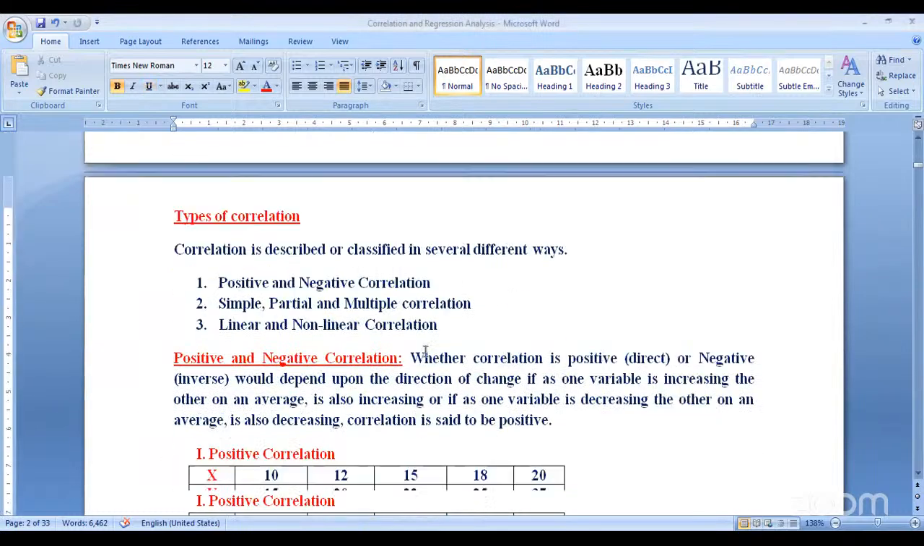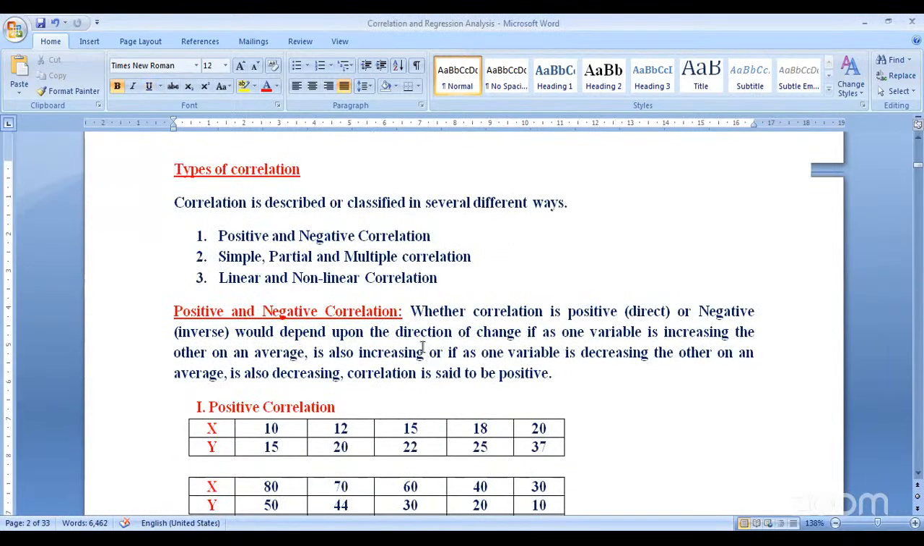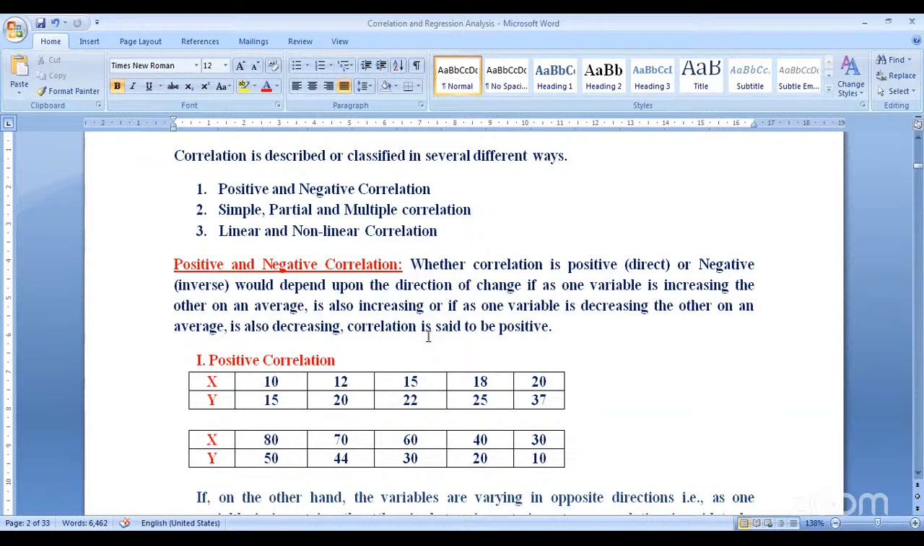Okay. The next here, types of correlation, this is a very important question. So my dear students, please note down, the question will be like this: define correlation and explain the different types of correlation analysis. So you see these types here. Correlation is described or classified in several different ways. The first one is positive or negative correlation, then simple, partial, and multiple correlation, and linear and non-linear correlation.